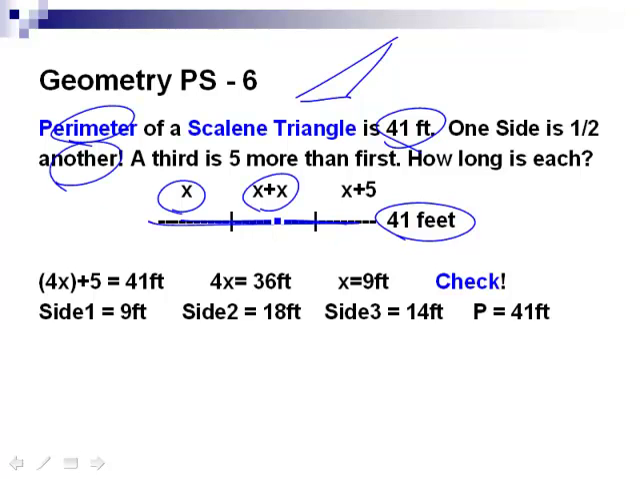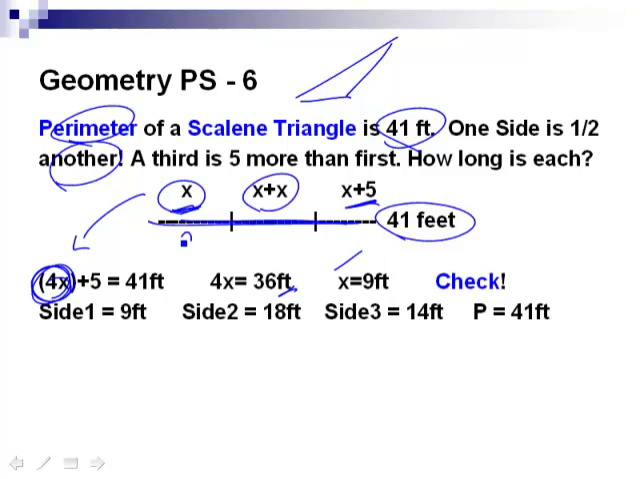Okay, we've done that before. That's no big deal. And a third side is 5 more than the first. Well, here's the first, so it's 5 more. That's no big deal. So now we set it up. We have 4x plus 5 equals 41. Now, what can I add 5 to and get 41? That would be 36. Let's check. 5, 36, 41. Great. Okay, that means x is 9.